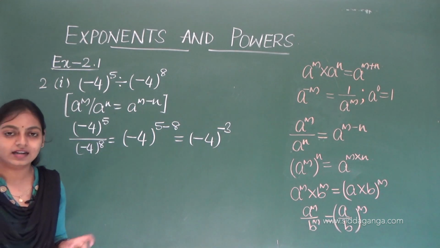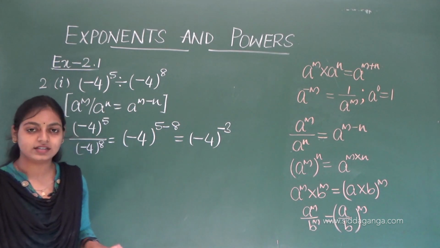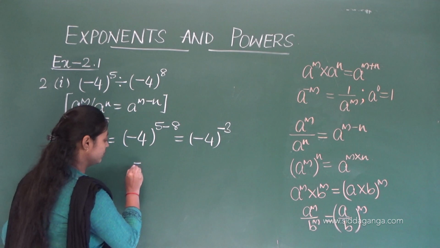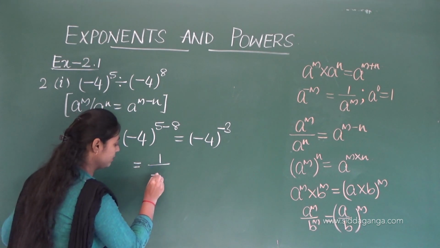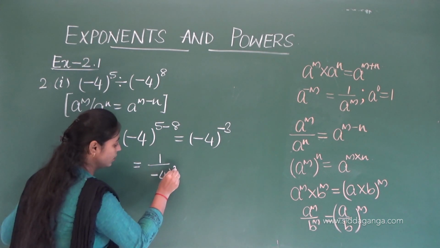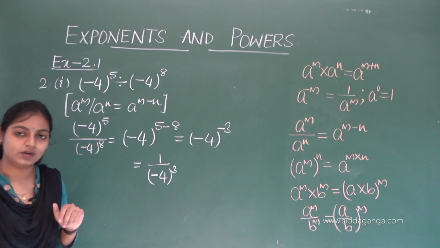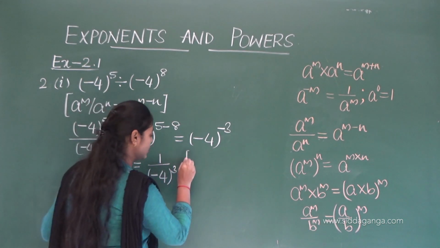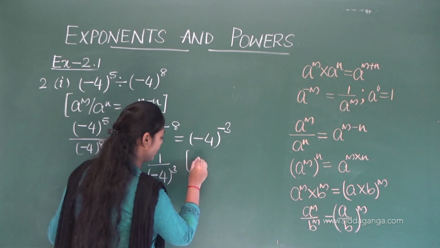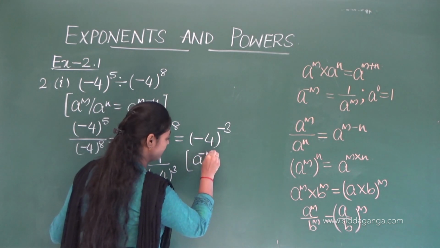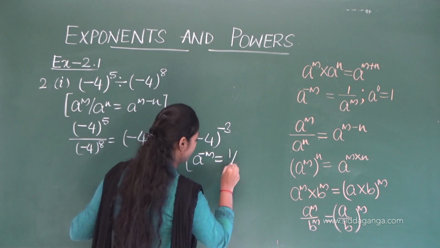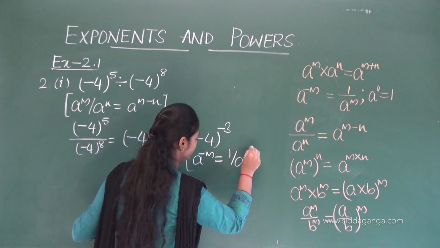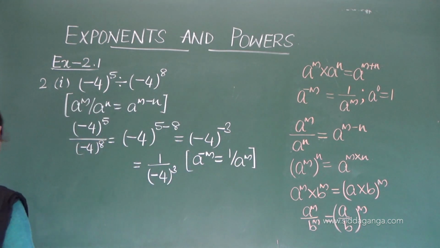But the condition says the exponent must be a positive number. So we can write it as 1 divided by minus 4 whole cube, or raised to the power of plus 3. 1 by minus 4 whole raised to plus 3. So the law is a to the power of minus m is equal to 1 divided by a to the power of plus m.